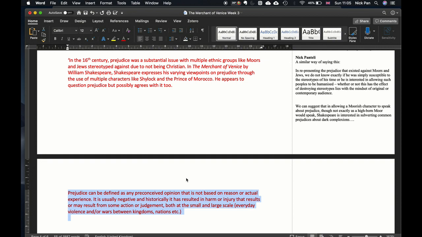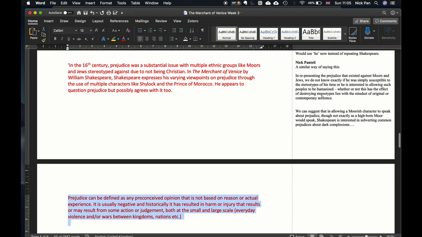And you can read the introduction there. There's an essay there, which is quite good. However, we can also edit this introduction a bit and say, in representing the prejudice that existed against Moor and Jews, we do not know exactly if Shakespeare was simply susceptible to the stereotypes of his time.